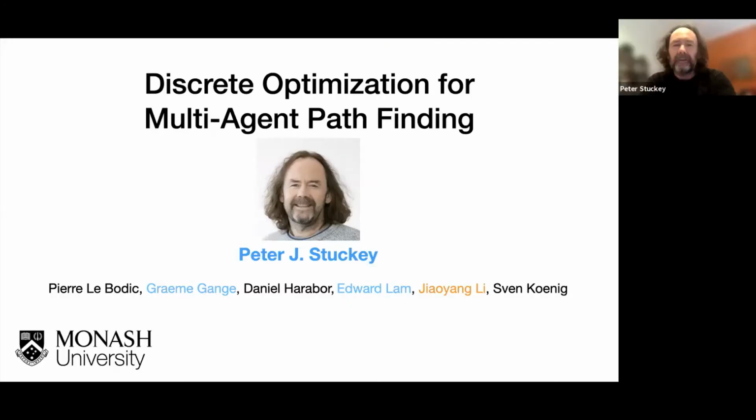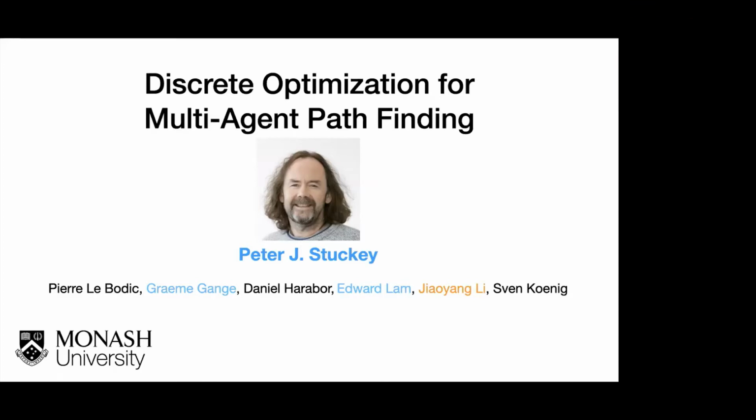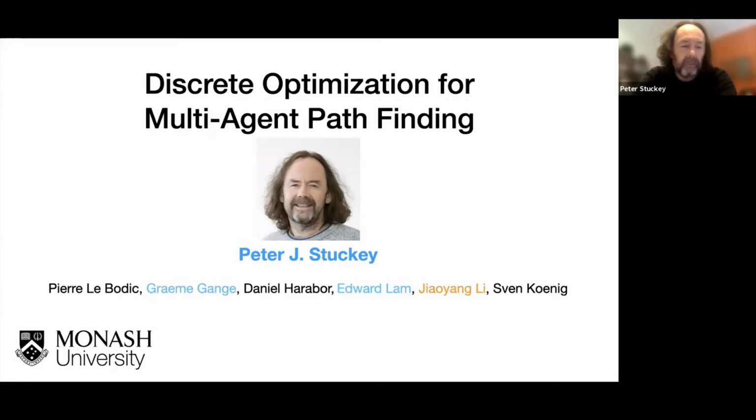I'm going to talk about discrete optimization for multi-agent pathfinding. Really, two new approaches have been developed at Monash University. Brian Gange is the leader of the first one I'll talk about, and Edward Lamb led the second one. But Joanne Lee, who's also highlighted there, from University of Southern California, has worked with us on this problem.